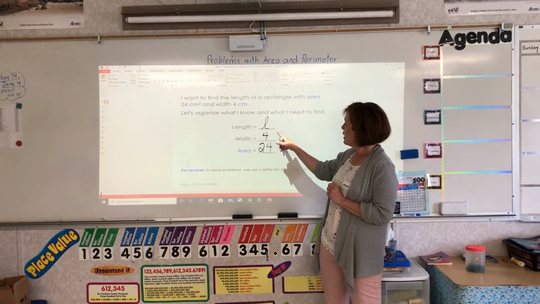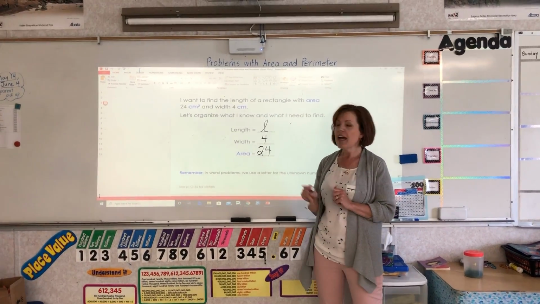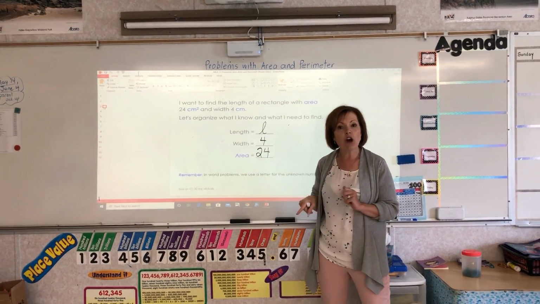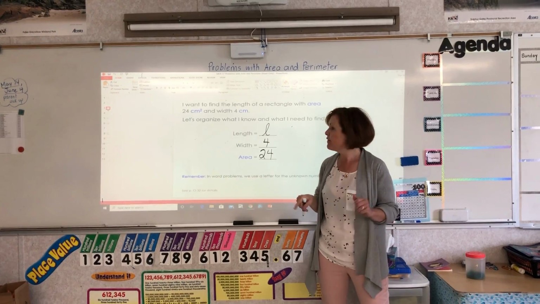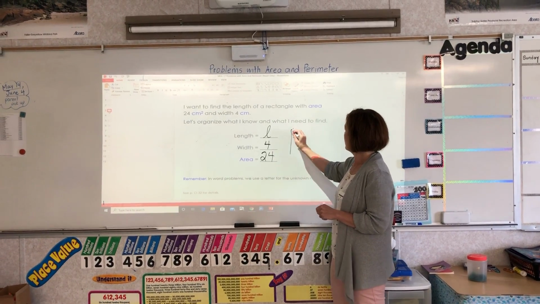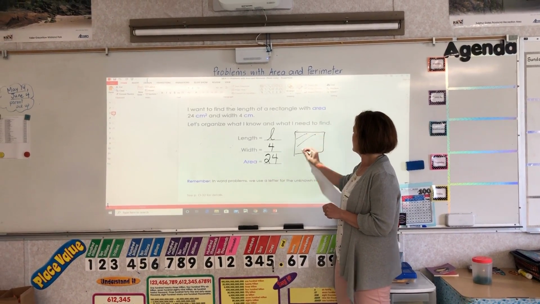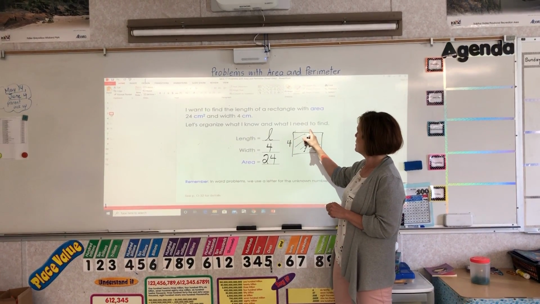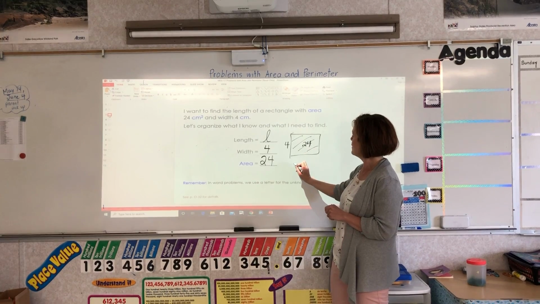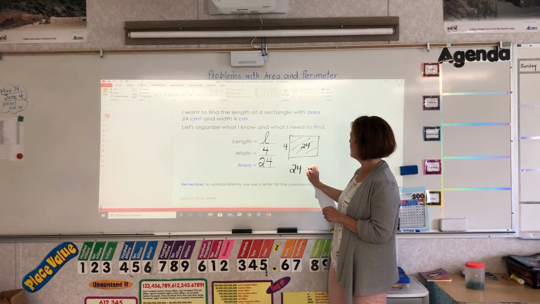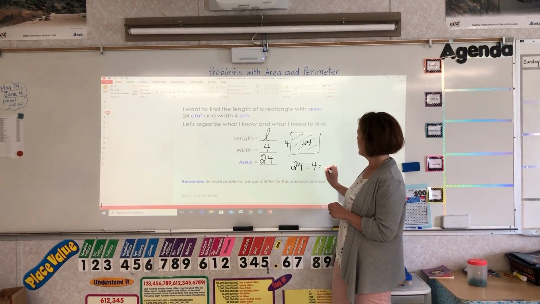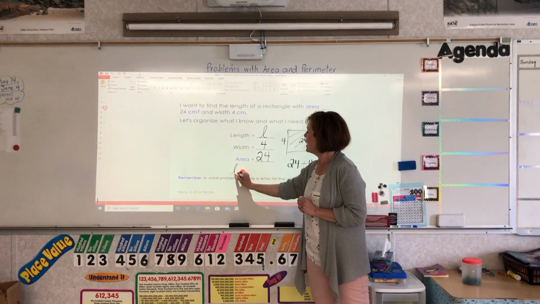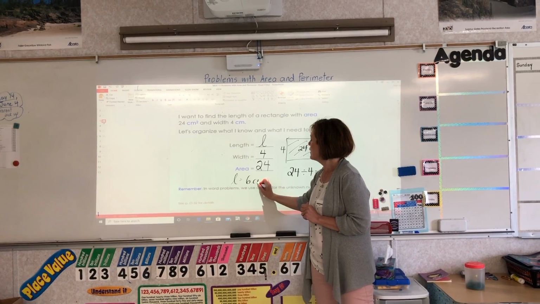So if I had to multiply length times width to get 24, how do I find the missing part, the unknown? Well, you're going to do the opposite of multiplication. You're going to do division. I know the area inside this shape is 24. I know one side is 4. What is it multiplied by on the other side? I'll divide to find out. 24 divided by 4, you all know, is 6. Excellent. Now I know the missing side, L equals 6.